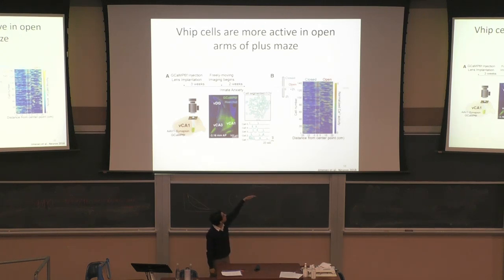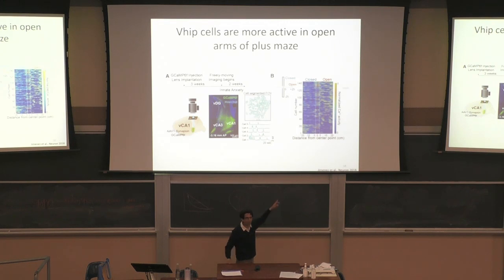However, that seems more like an exception. If you just look at the distribution of yellow by eyeballing it, you'll see there's more yellow, or higher neuronal activity, in the open arms and not in the closed arms. So although there are some cells that are more active in the closed arms, the majority of cells seem to be more active in the open arms.